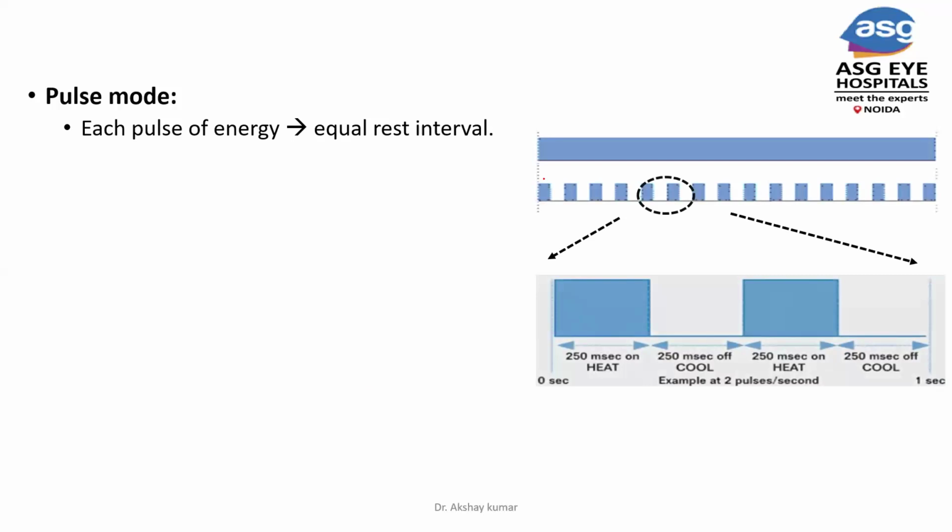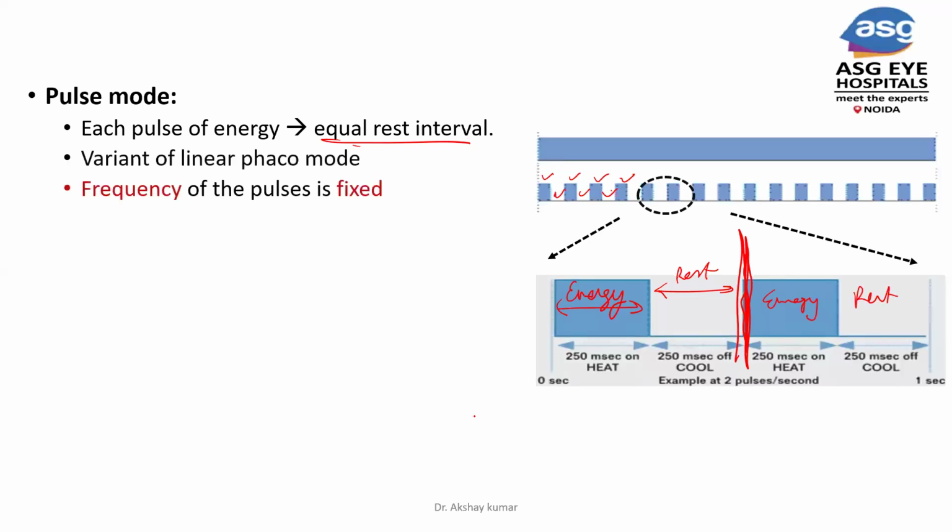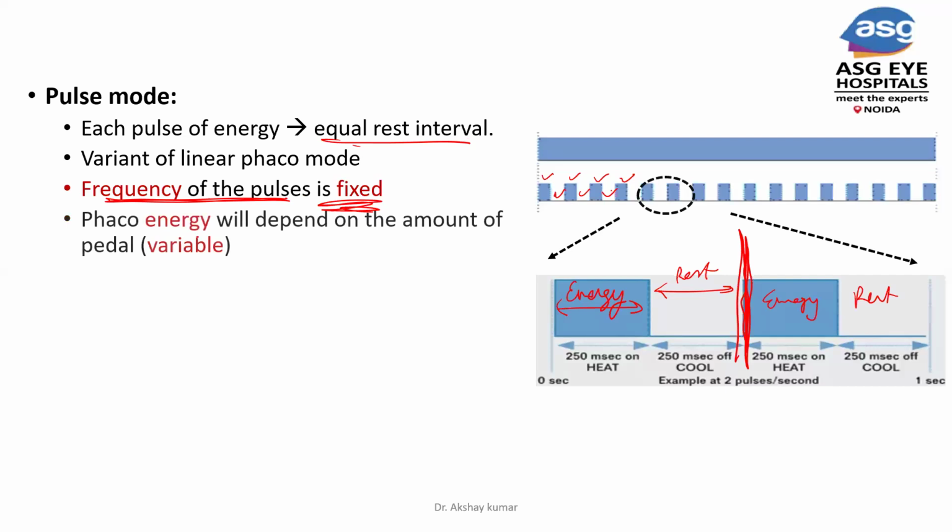Each pulse of the energy is followed by an equal rest interval, like this. Suppose this is the energy and this is the rest interval. So this is one cycle. Again, energy followed by the rest interval. So in this case, the frequency of the pulses is fixed and the energy is variable. You have to understand that.